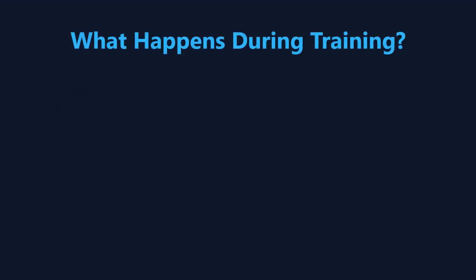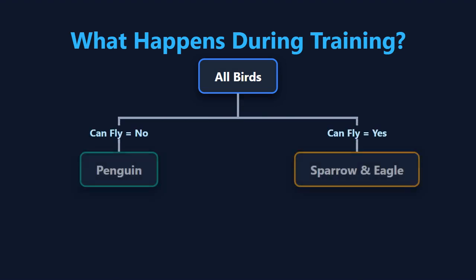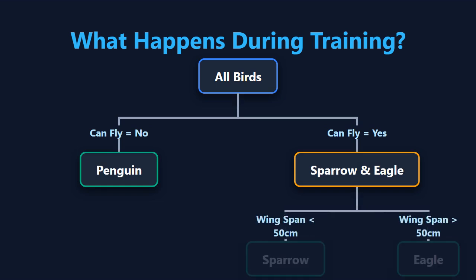During training, the algorithm receives examples where the correct answer is already known. It examines the data and searches for useful questions. For example, can fly equals no? That immediately separates the penguins from the other birds. Then perhaps wingspan under 50 centimeters? That separates smaller birds from larger birds. The tree keeps splitting the data until the groups become sufficiently pure.